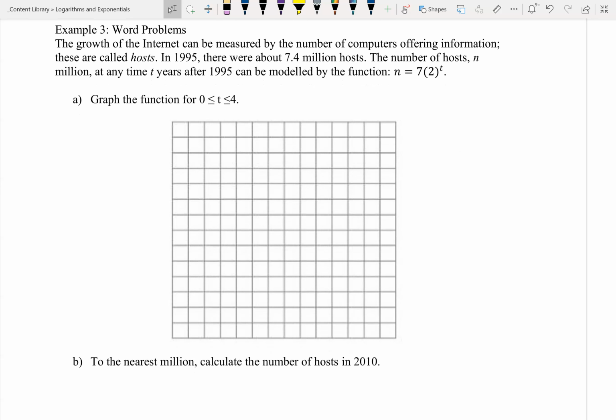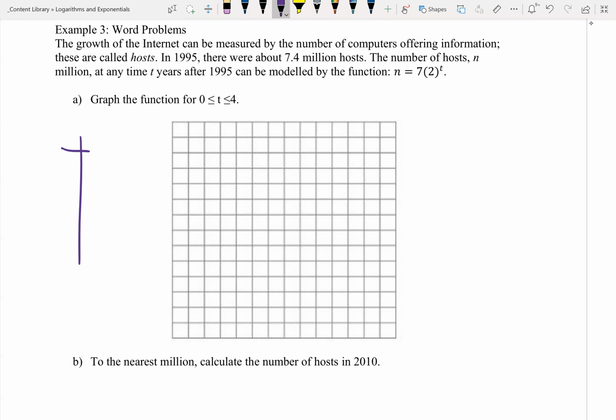Moving on to the next example, this is a word problem. The function's already given to us as 7 times 2 to the power of t. So here's our situation. The growth of the internet can be measured by the number of computers offering information. These are called hosts. In 1995, there were about 7.4 million hosts. The number of hosts, n in million, at any time t years after 1995 can be modeled by the function n equals 7 times 2 to the power of t. Now we want to graph the function for 0 to 4.